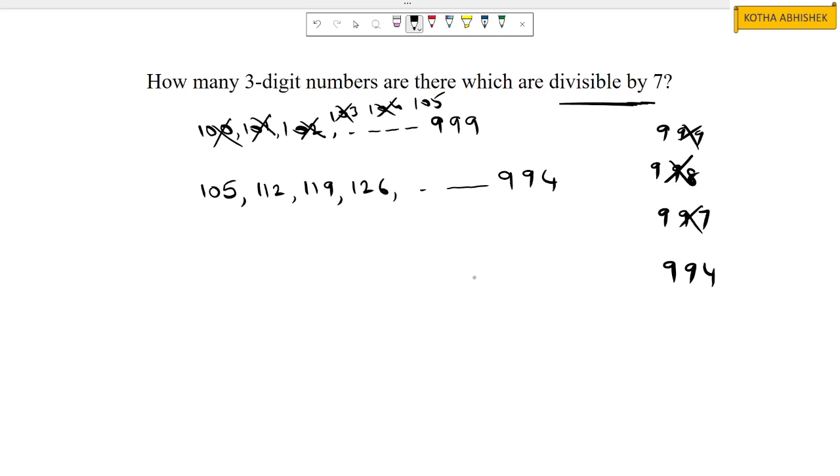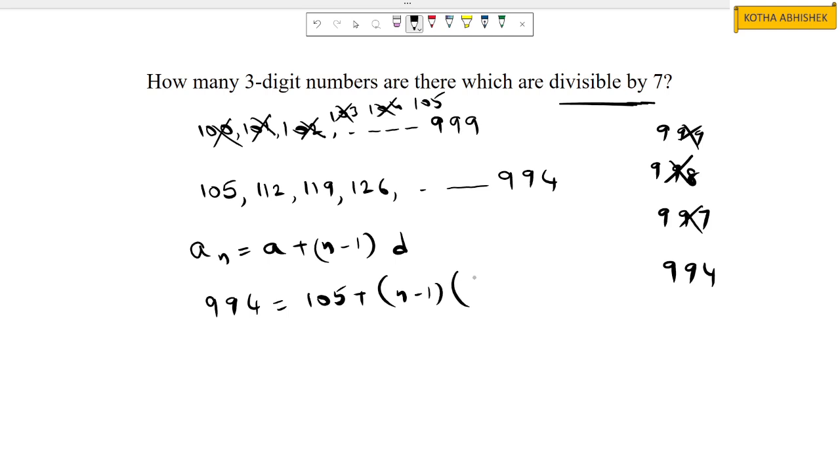Now we have the arithmetic progression, right? So we need to check how many terms are there like this. So taking the nth term formula, an equals a plus n minus 1 into d. an means the last number, 994. So 994 equals a, the first term, 105, plus n, which is unknown, minus 1 into d, the common difference, right? In the question, it is speaking about divisible by 7, so the common difference is also 7. Now taking 105 to the left side, it will be 994 minus 105 equals n minus 1 into 7.